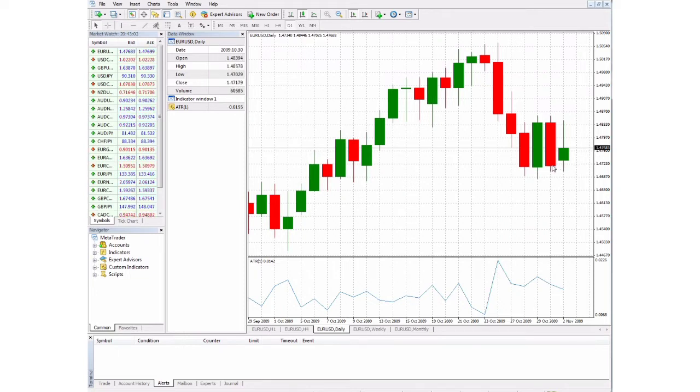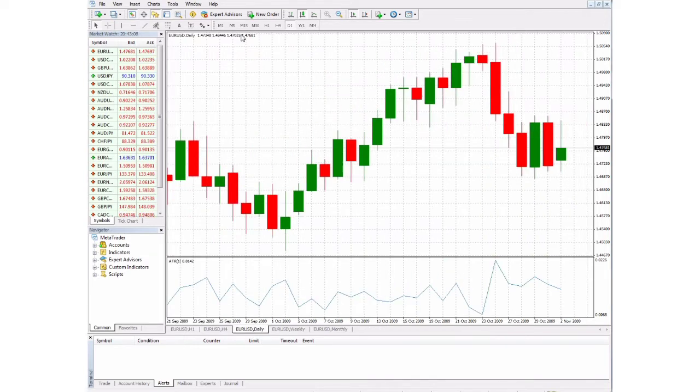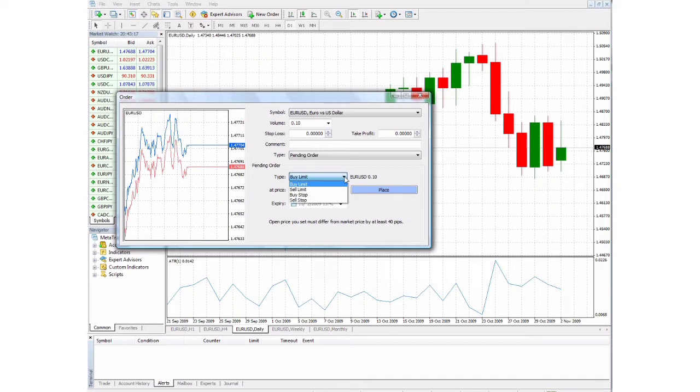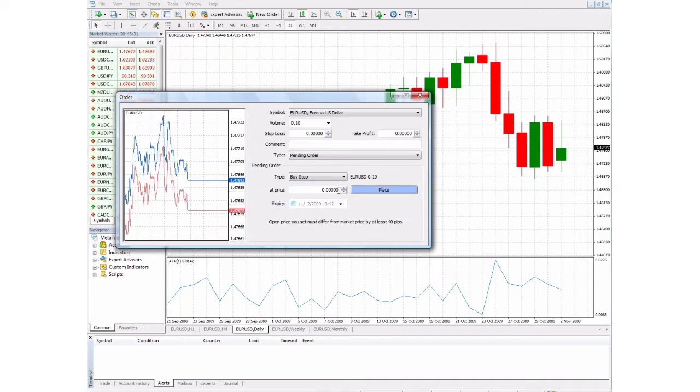Okay, so we can actually place an order based upon this bar, and it'll be a pending order, of course. So let's pop over. Let's pop to new order, and it's going to be a pending order. Okay, since we look to buy above the market, we're going to place a buy stop up here. And the price we want to place that buy stop at is 1.46827.